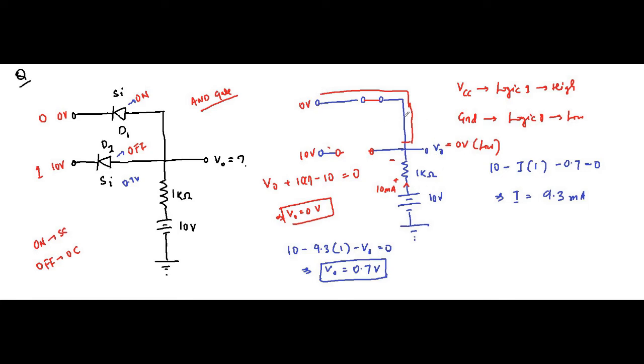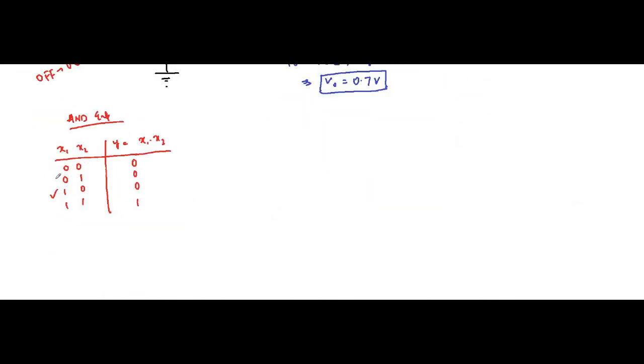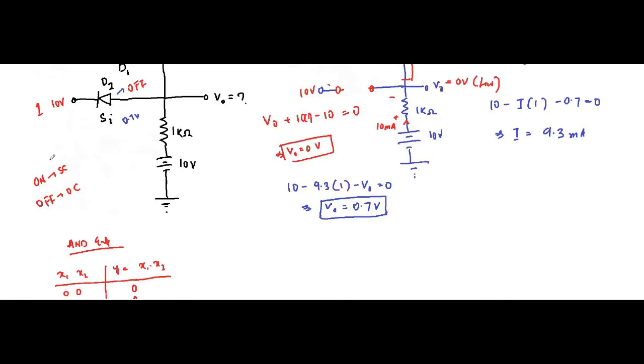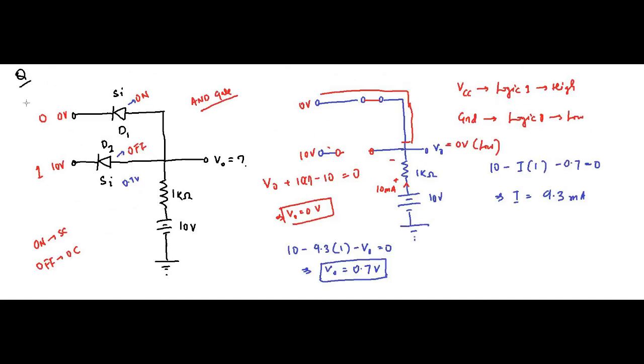And the other way also, a current of 10 milliampere flows, and if we put KVL, we will get the same result, V0 equals to 0 volt. So the output will be 0 volt, which is low, which is this case. Logic 0, logic 1 gives rise to 0. Now if both the inputs are equal to 0, let's say.